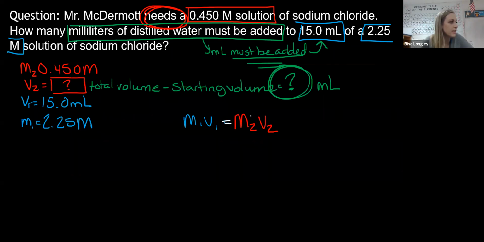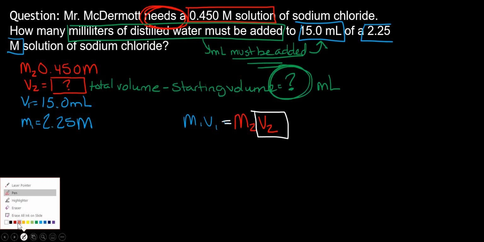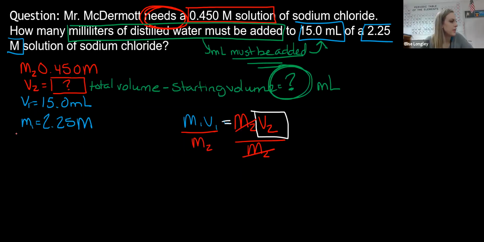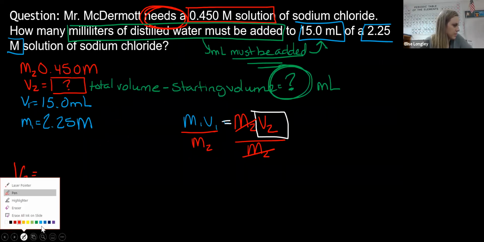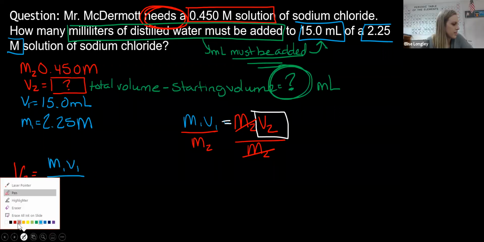So we need volume 2. So let's isolate volume 2 first. Kai, can you isolate this for me? Yeah, so you would need to divide the M1 and V1 by the M2. Yeah, so we cancel this out. So I end up with V2 is going to equal M1 times V1 over M2.